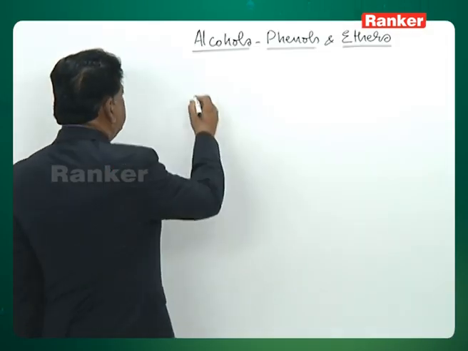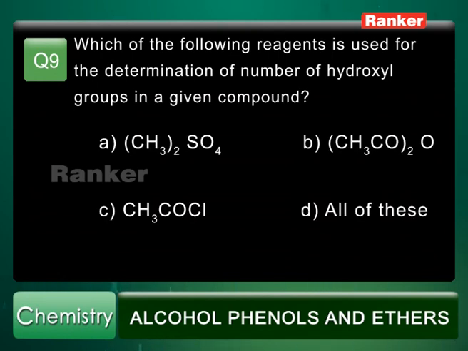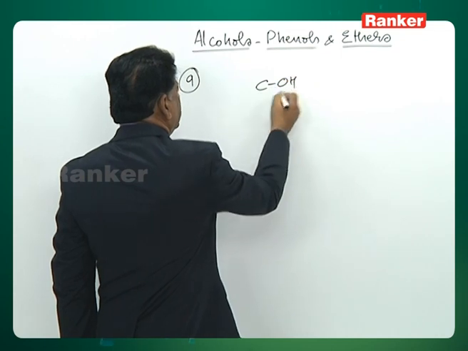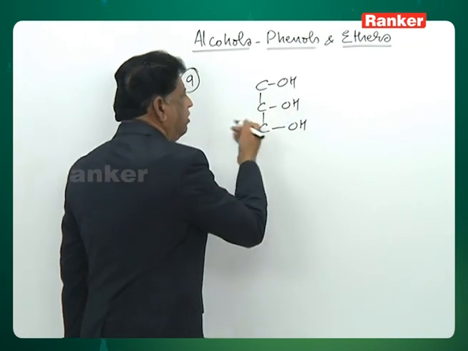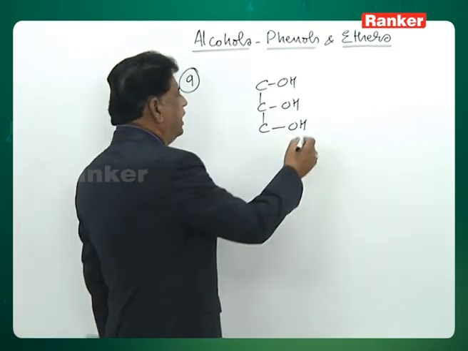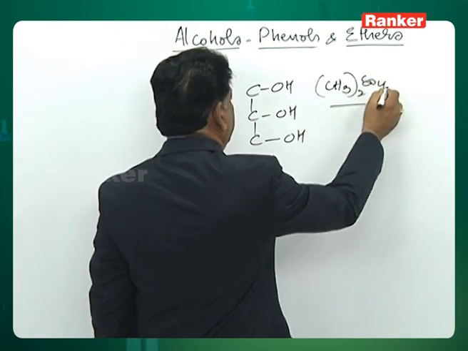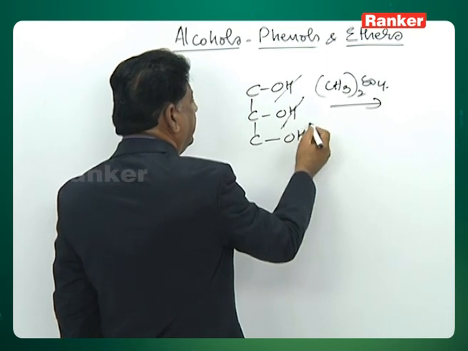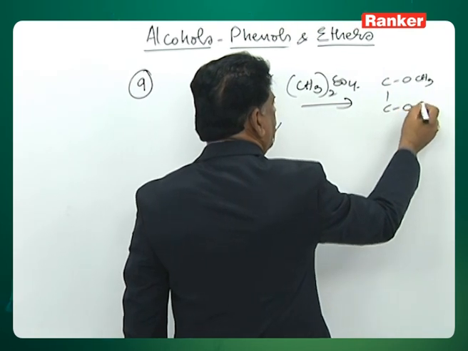So let's go for question number 9. Which of the following reagents is used for the determination of the number of hydroxyl groups in a given compound? For example, glycerol has 3 OHs, ethylene glycol has 2 OHs, and methanol has only 1 OH. If you treat glycerol with dimethyl sulfate, what happens? All these hydrogens get methylated: OCH3, OCH3 and so on.